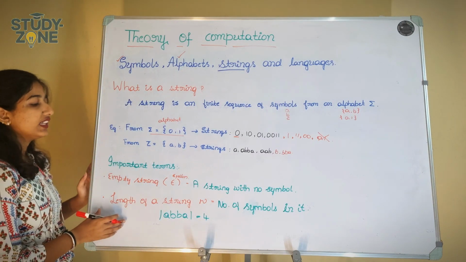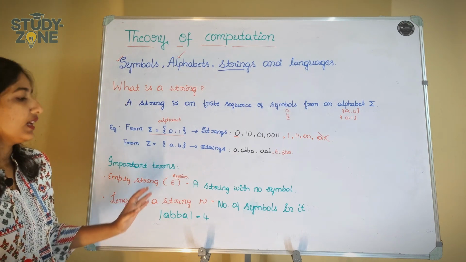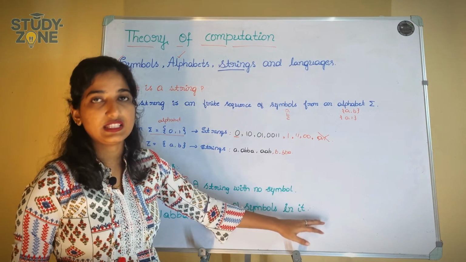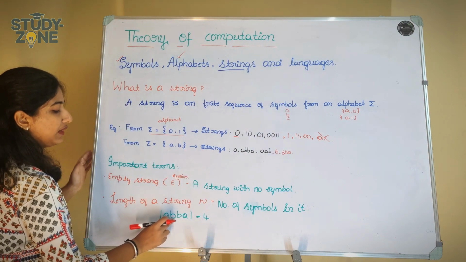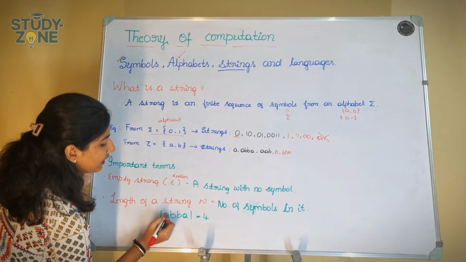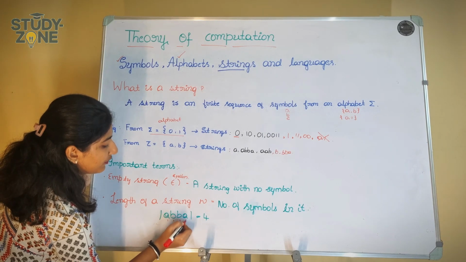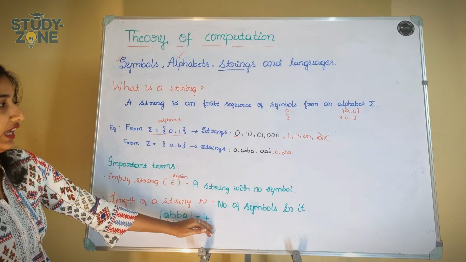And then we have length of a string. So what is the length of this string? How to find it? That is the number of symbols in it. This is the length of a string. So here we have A, B, B, A. What is the length of this string? We have 1, 1, 1, 1. That is 4 letters. So we have length of a string as 4.